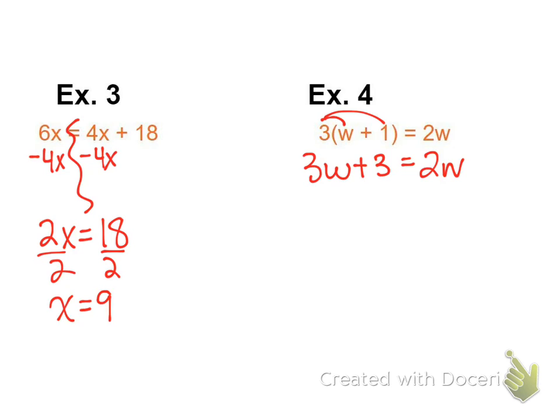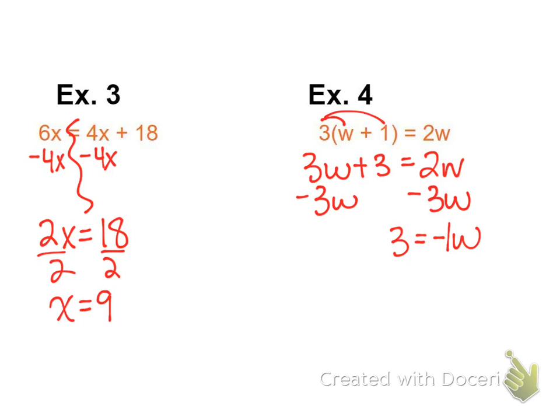Okay, there are multiple ways to do this. Probably the most direct way is to subtract the 3W from both sides. If you wanted to move the 2W, I'll show that method in just a minute. When we subtract 3W from both sides, be careful with what's left. 3 equals negative 1W.